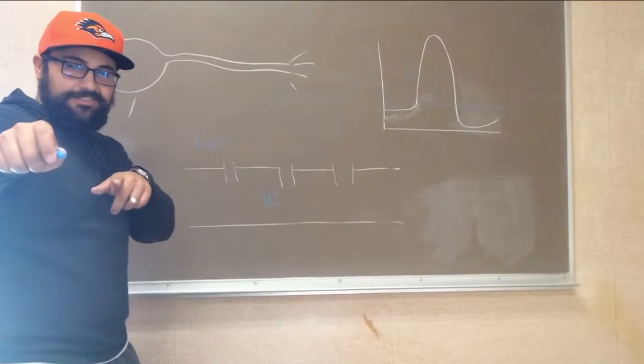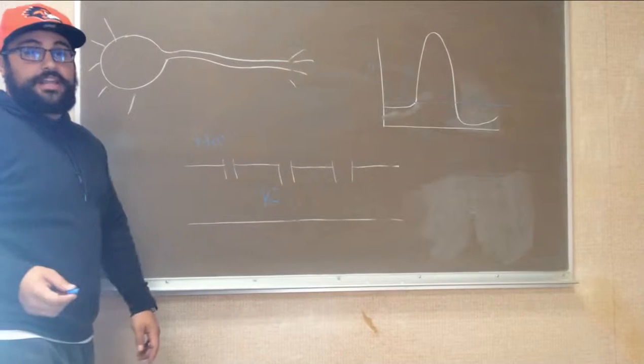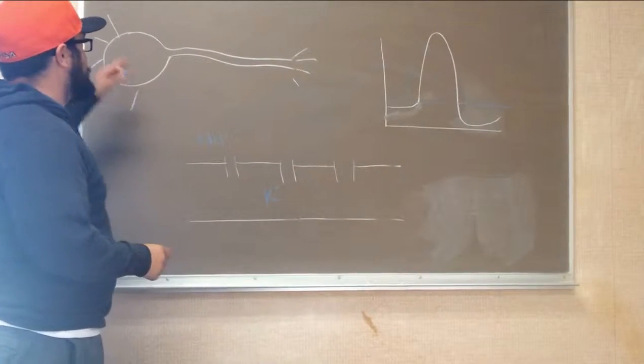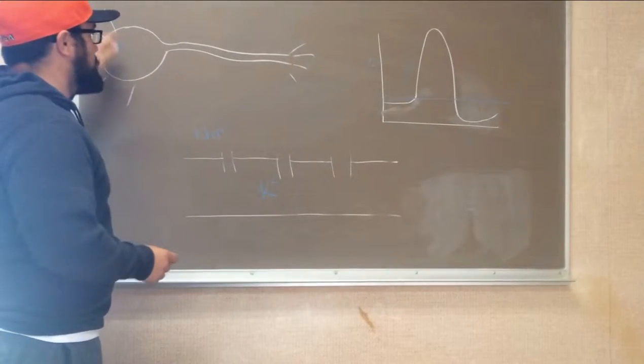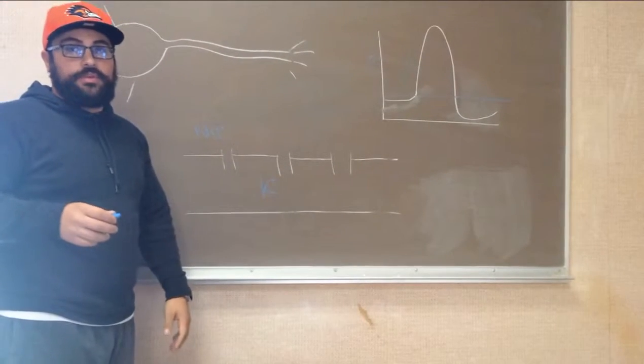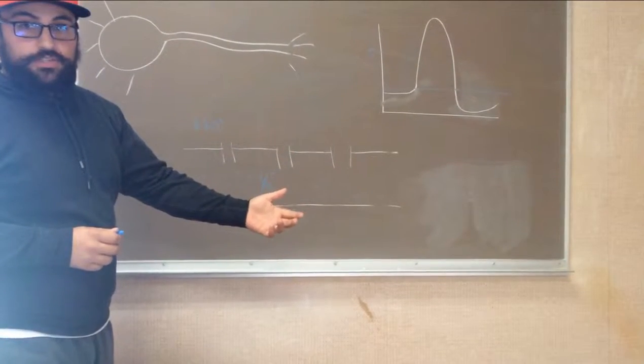Sean Moorhouse here. What I'm going to be talking about today is an action potential. First, we need to start off with an excitable cell, which is a neuron or a cell that is able to produce an action potential.